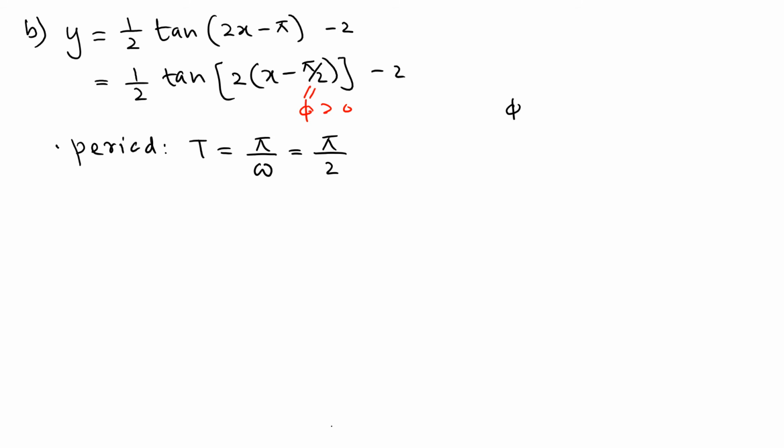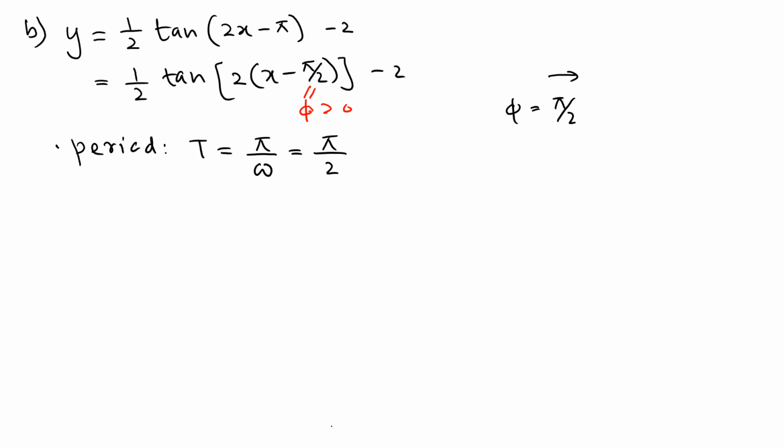And the phi is pi over 2, so that means it's going to go to the right by pi over 2. So pi over 2 is exactly the period. That means you move the whole cycle directly to the right, because the period and the phase shift are the same. The whole cycle moves.